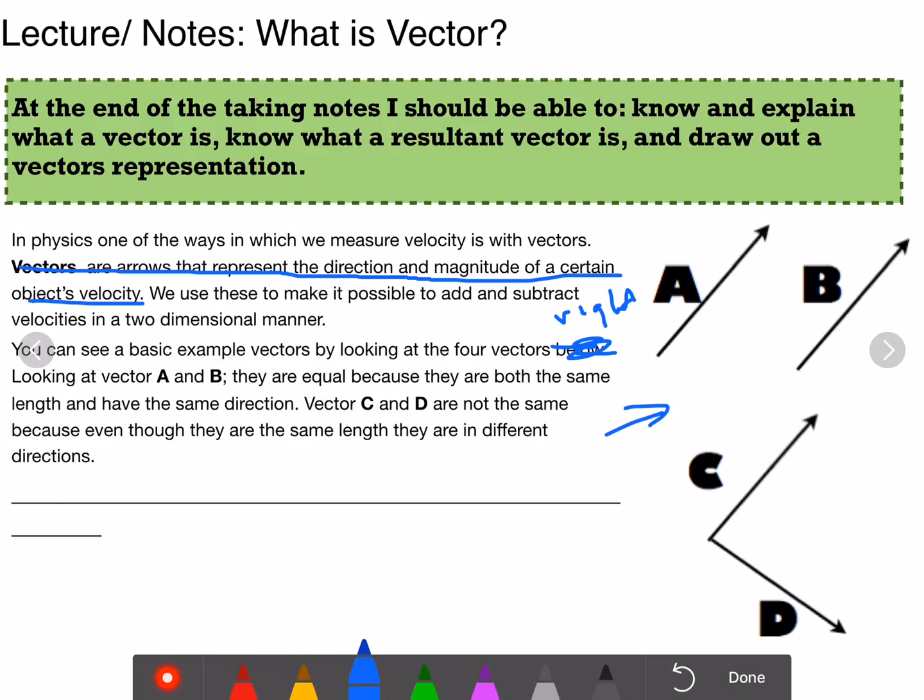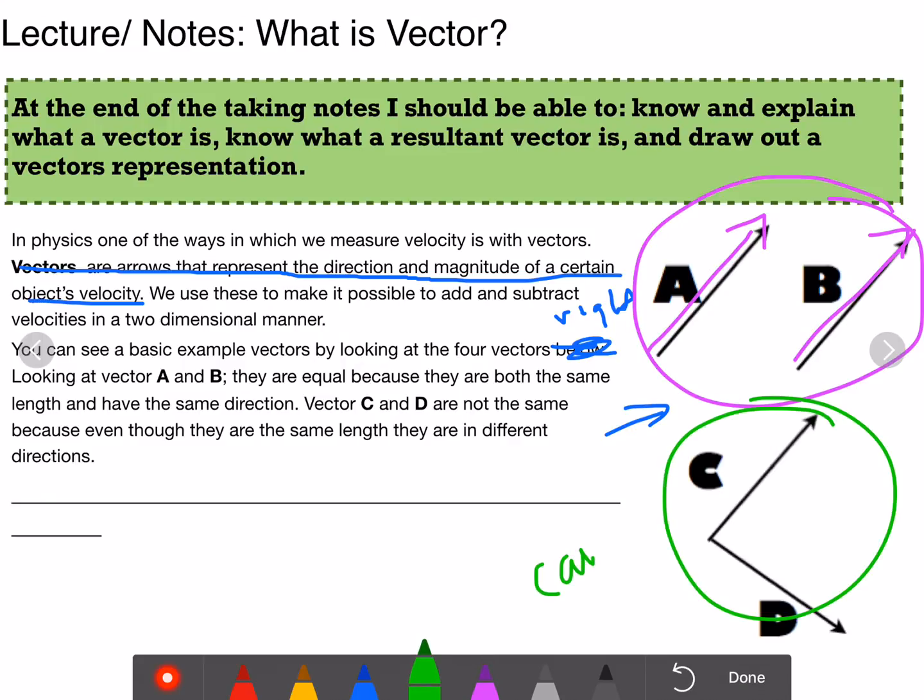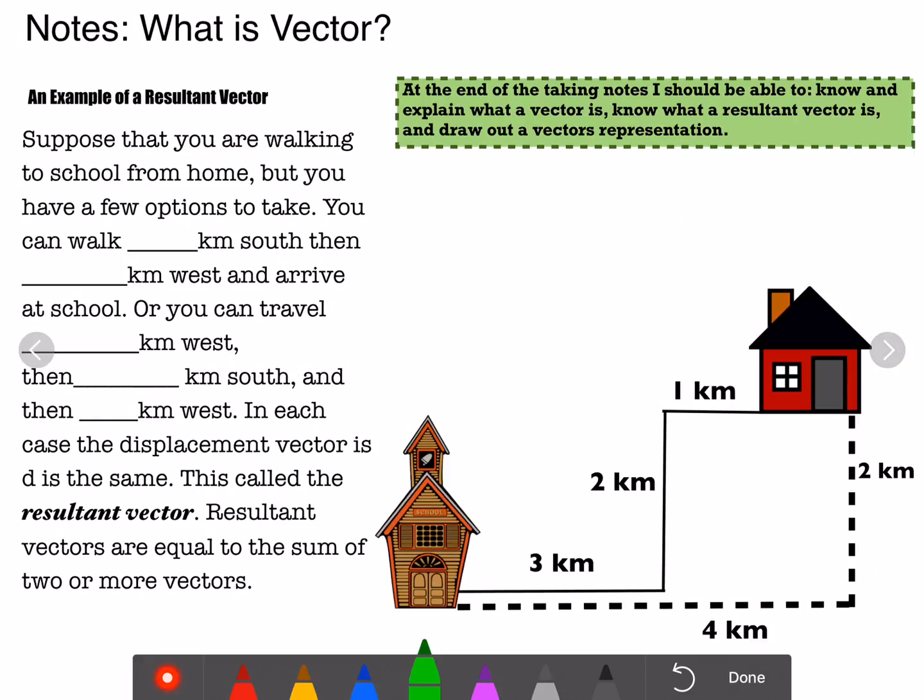I just made a vector. Looking at vectors A and B, they're equal because they're both exactly the same. Vectors C and D are not the same because even though they are the same length, they are in different directions. When we look here, these would actually be canceling each other out, canceling each other mathematically. Just an example of what a vector might be.